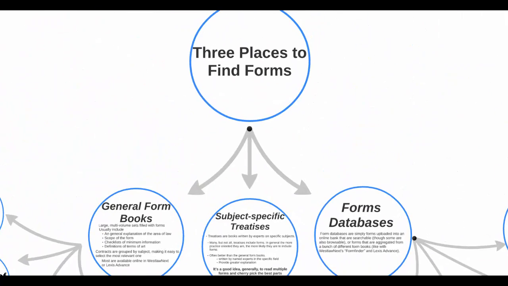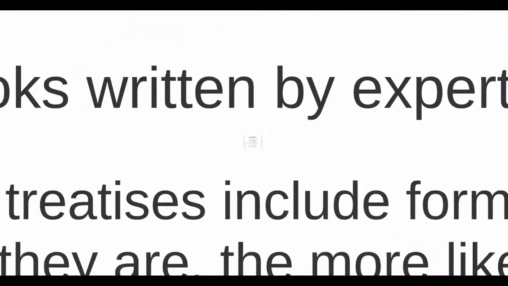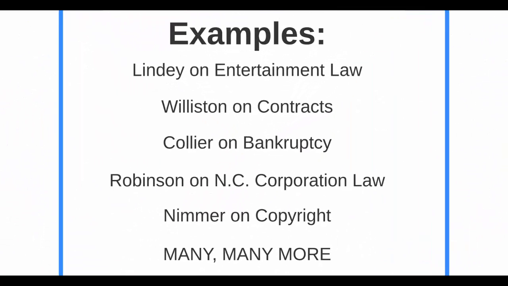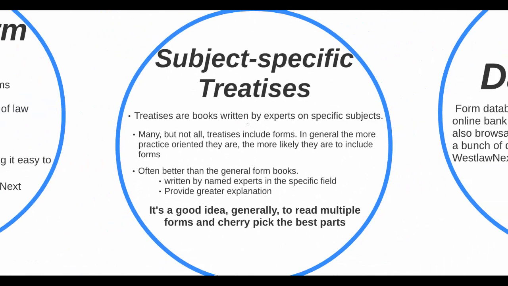The second place to find forms are in subject-specific treatises. So treatises are books written by experts on specific subjects. Some examples are Lindey on entertainment law, Wilson on contracts, Nimmer on copyright, and many, many more. And these are basically just books explaining that area of law.